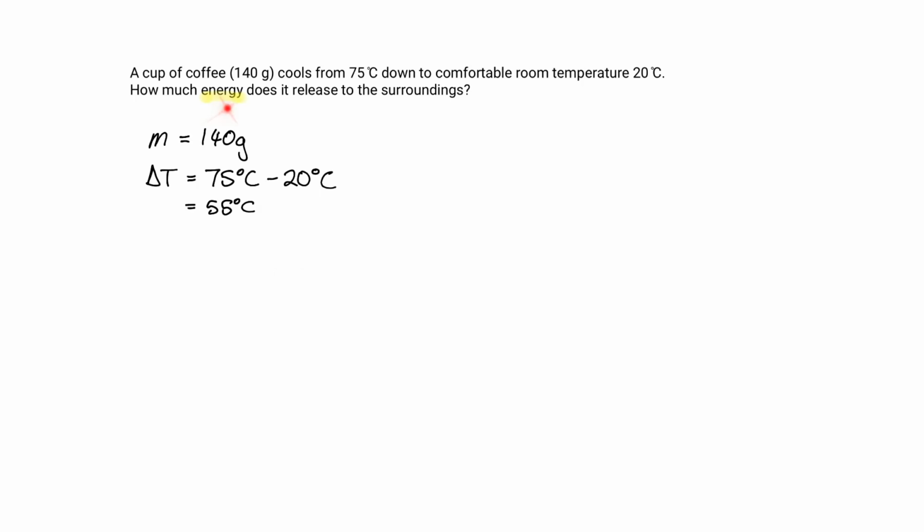Now, the question is asking for the energy. So energy being written as Q. Now we need to use our knowledge of thermodynamics to remember the equation of mc delta T, where m is our mass, c is our specific heat capacity, and delta T is our change in temperature. So c in this situation is for water, which is equal to 4.18 joules per gram degree Celsius. And this is the specific heat capacity of water.